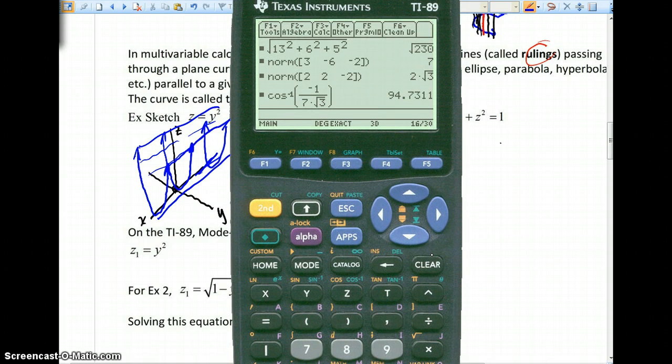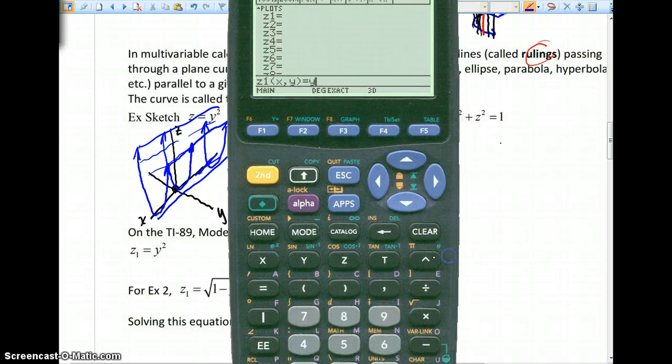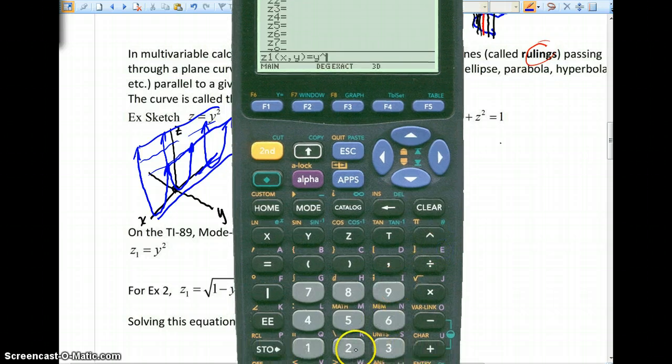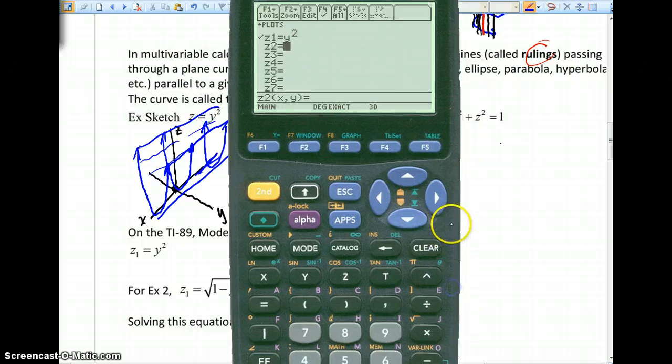Then we want to go to y equals. Now y equals is right above the F1 key. Hit green diamond and then hit y equals. We'll say z equals y. Now the y is 2 buttons above the 7. Hit the caret button, it's right above divide, and then hit a 2. Hit enter. Of course, it's not graphed.